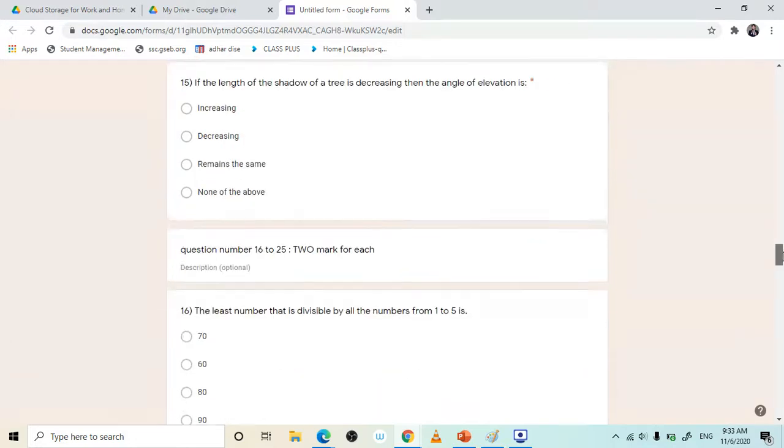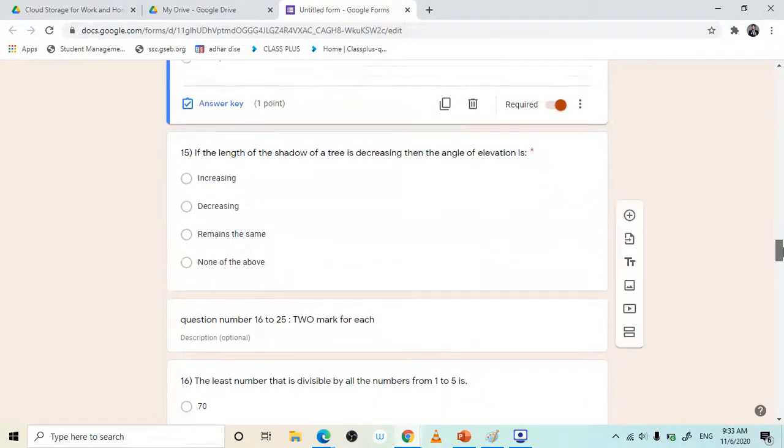And the last question for 1 mark for today. If the length of the shadow of a tree is decreasing, then the angle of elevation is... this is the logic. Which answer should be here? The length of the shadow of the tree is decreasing.